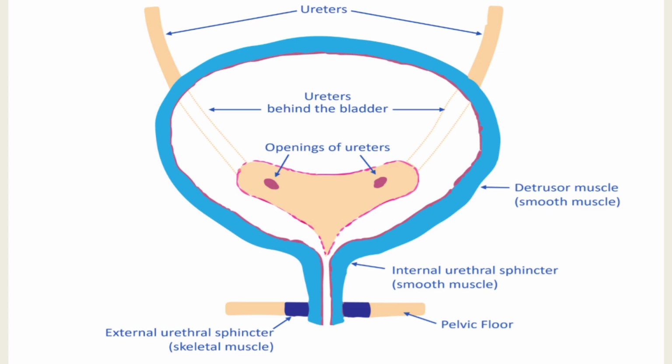This picture is also showing the gross anatomy of the urinary bladder, like both ureters entering behind the bladder and their openings on the lateral side of the bladder at the interureteric ridge. Then the bladder is surrounded by the detrusor muscle, which is a smooth muscle. Then there is the internal urethral sphincter located at the bladder neck. Then you can see the external urethral sphincter, which is composed of skeletal muscle, present behind the verumontanum.